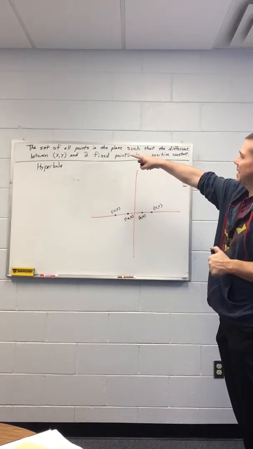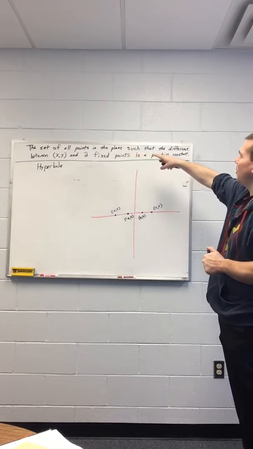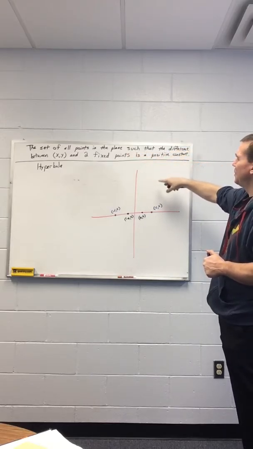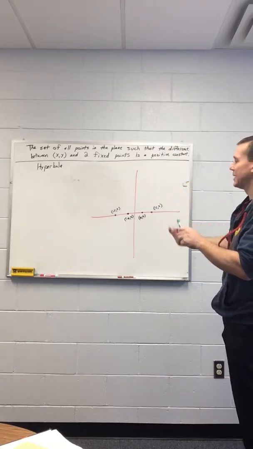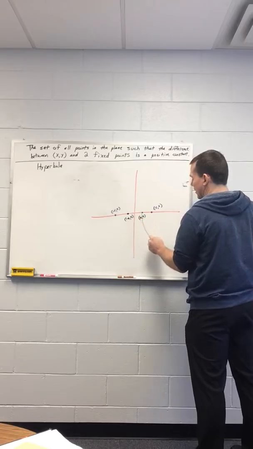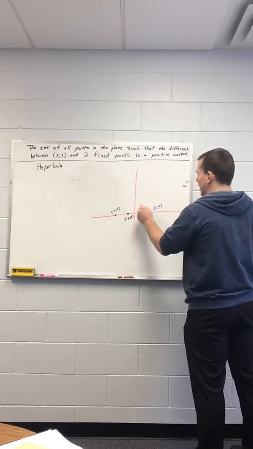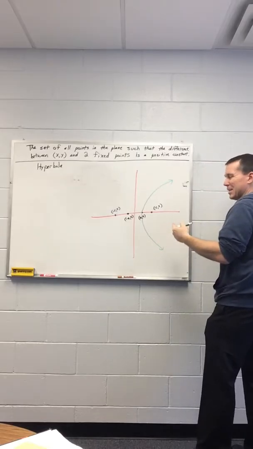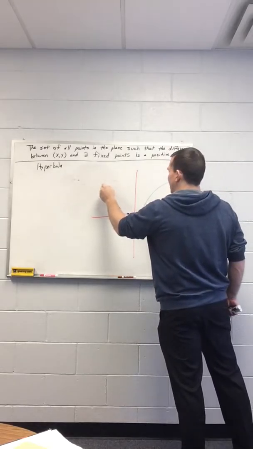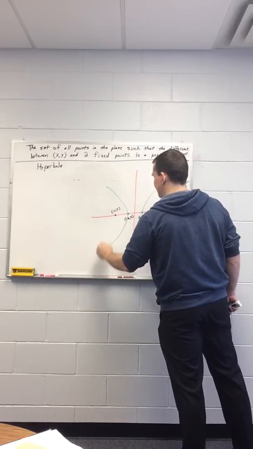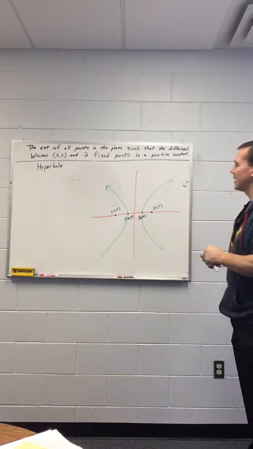And then the hyperbola is the set of all points in the plane such that the difference between a point and two fixed points is a positive constant. In this case, the vertex is one of the points on our graph, and we go like this. Again, we get this shape that looks like a parabola, but it's really not a parabola. And we get another one on the other side. The graph kind of looks like that.